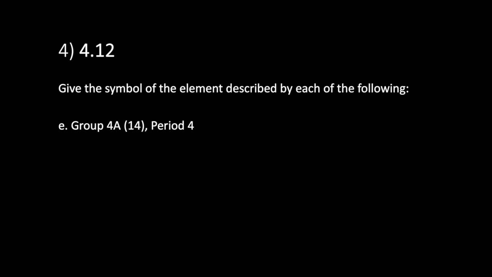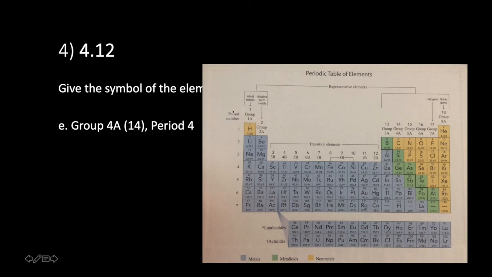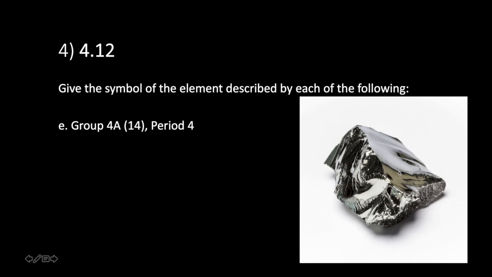For E, you want to know the symbol that is in group 4A, could also be called group 14, and period 4. So period 4, that's this row here, and we want to know where that crosses group 4A. That crosses group 4A at germanium. So that's this Ge here, germanium, and that's what that metal looks like.